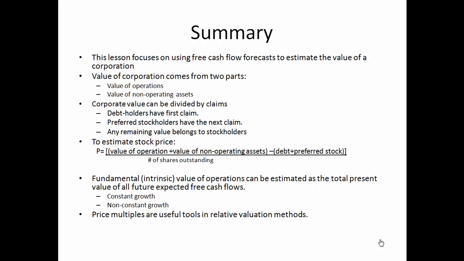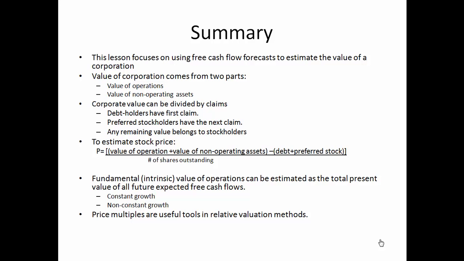So now to summarize this whole lecture, this lesson focuses on using free cash flow forecast to estimate the value of a corporation. And from the last video, we learned that the value of a corporation comes from two parts: value of operations and the value of its non-operating assets. Corporate value can be divided by claims by the debt holders, preferred stockholders, and common stockholders. Among them, debt holders have the first claim, preferred stockholders have the next claim, and any remaining value, or say the residual value, belongs to the shareholders.